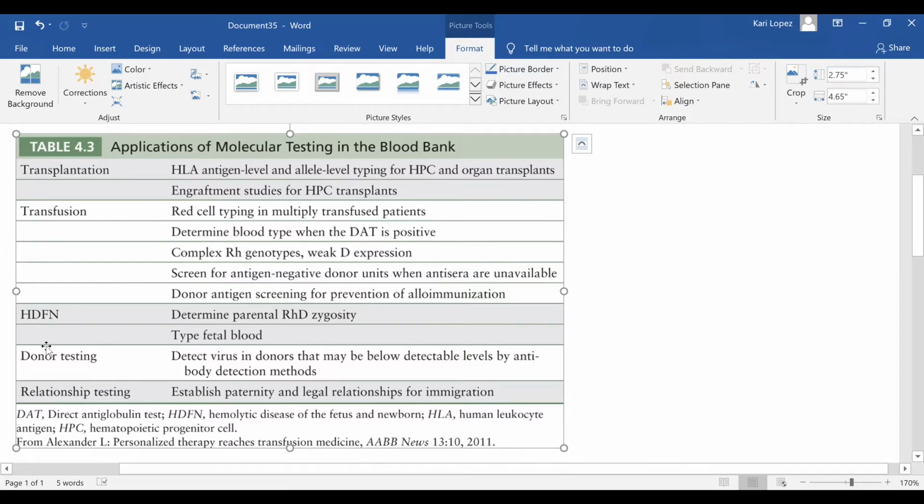HDFN, hemolytic disease of the fetus and newborn: to determine parental RHD zygosity. That basically means to determine the dad's RH. So, you know, if mom's D negative and she has a potential D positive baby, that can cause problems. So to determine the parental RHD zygosity is pretty much determining what the parents are as far as their RH.